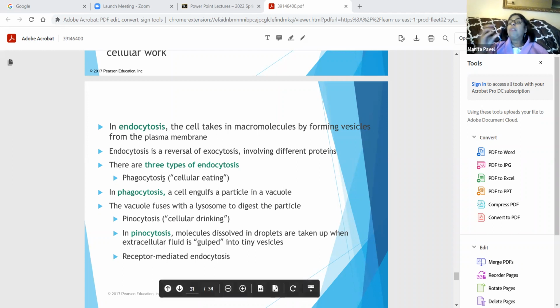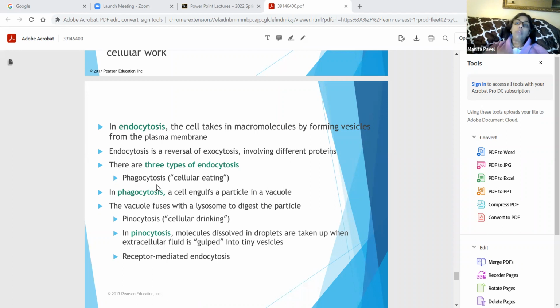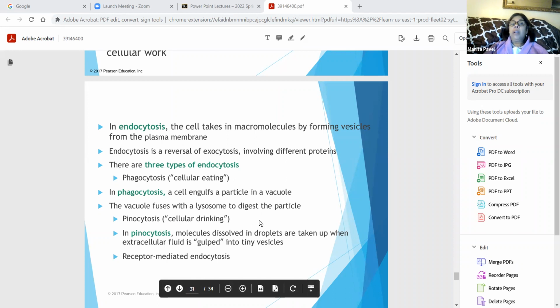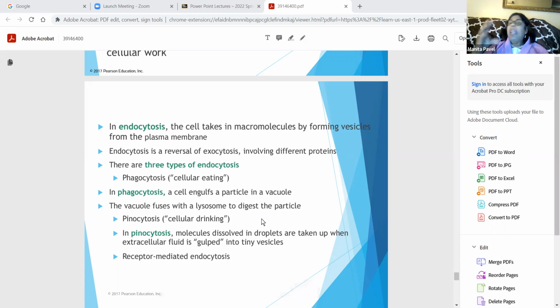Phago comes from the word phagein in Greek, which means cell eating. So phagocytosis is the process where a solid food molecule or a solid macromolecule is brought into the cell. A cell engulfs a particle in the vacuole. We see it very clearly in bacteria. Bacteria is going to engulf its food with the help of pseudopodia and its vacuole. It forms a vacuole, the vacuole fuses once the food is trapped and engulfed, and now it is brought into the cell.